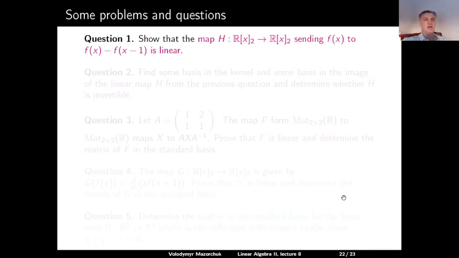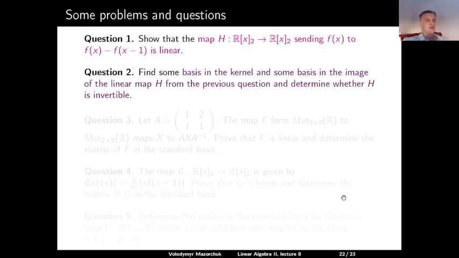Question 1. Show that the map H from R_x[2] to R_x[2], which sends f of x to f of x minus f of x minus 1, is linear. Question 2. Find some bases in the kernel and some bases in the image of the linear map H from the previous question and determine whether H is invertible.